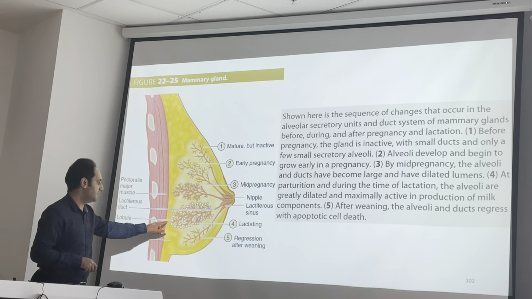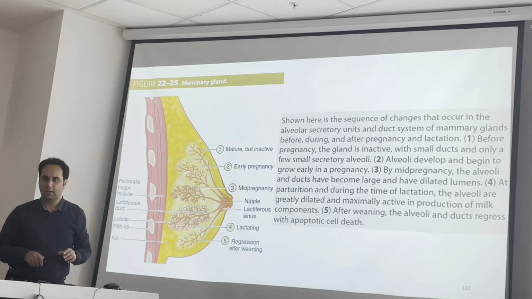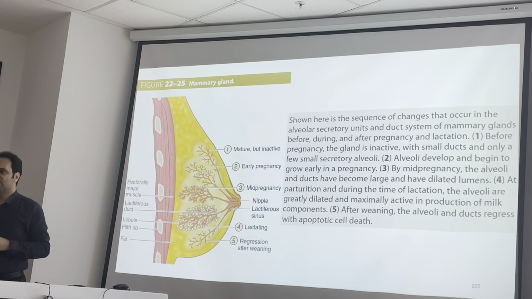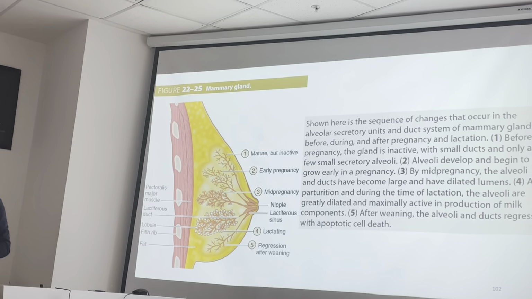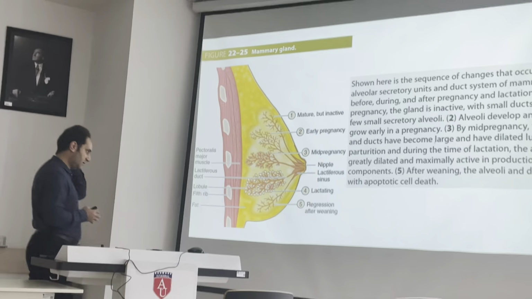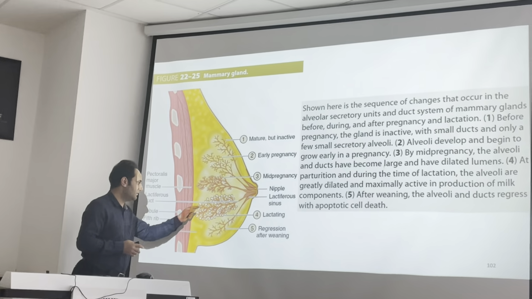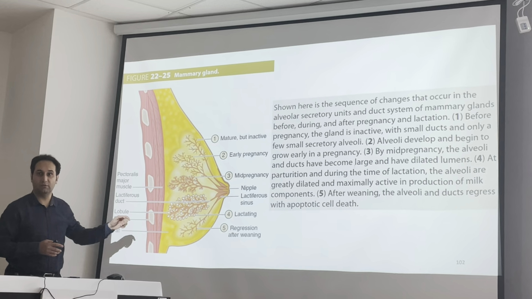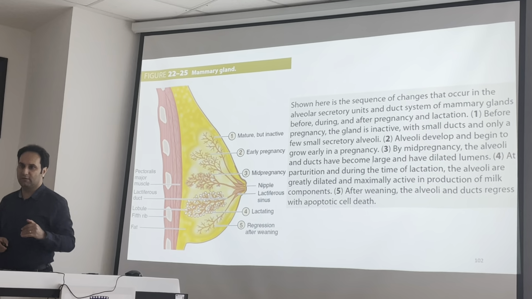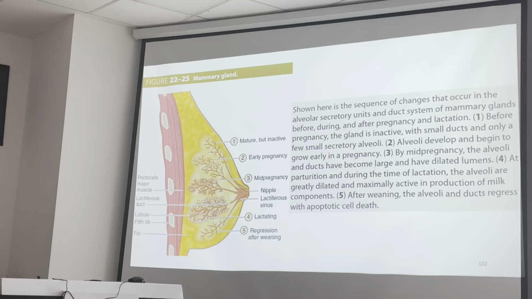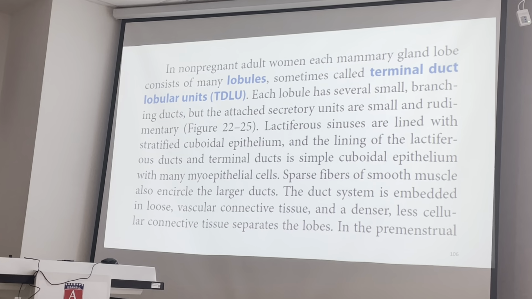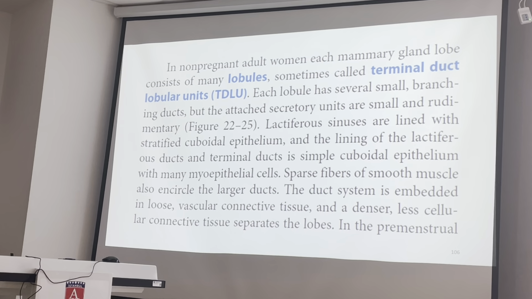Here you can see the lobes. Lobes are separated from each other with irregular dense connective tissue. But in the inner side of the lobes and in the inner side of the lobules, you can see loose connective tissue instead of dense connective tissue. Look at here. You can read this part for yourself.